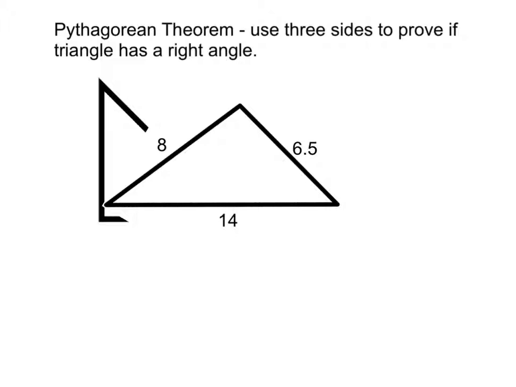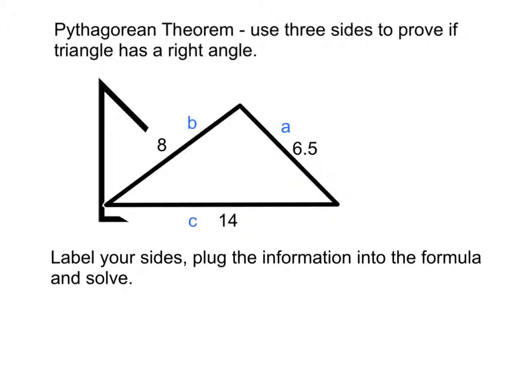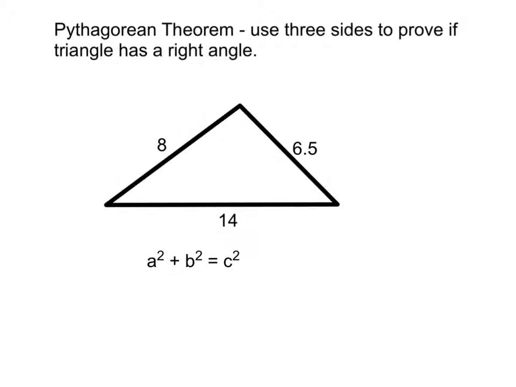Pythagorean theorem. We can also use this theorem to prove if 3 sides make a right angle triangle. Is this a right angle or not? We begin by labeling our sides. C is always our longest. Let's make A our shortest, and B the medium one. We're going to use the same formula, A squared plus B squared is C squared, and we're going to begin to substitute in the information that we have.